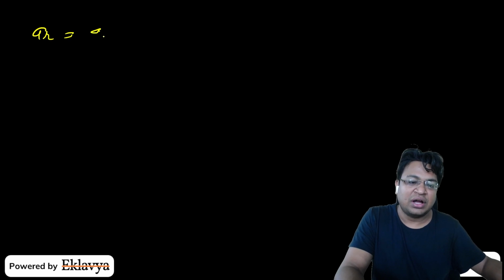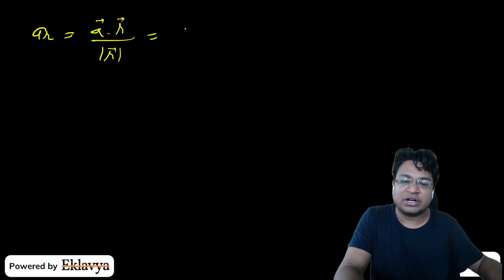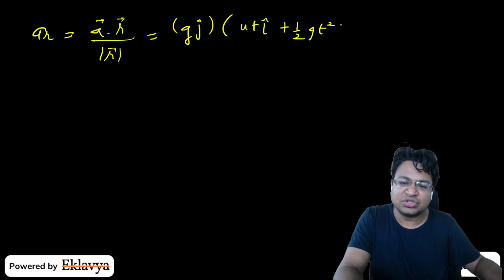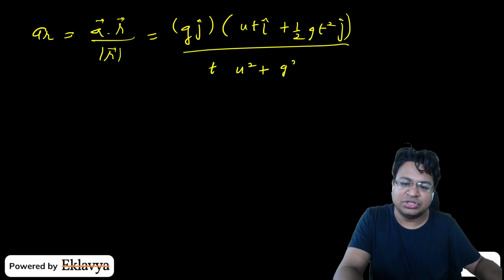The radial component of acceleration will be obtained by using the acceleration vector dot r vector divided by the magnitude of r vector. The acceleration vector was g j cap. I'm writing it again so that we can take the dot product. We don't have to go back three or four slides. The r vector was ut i cap plus half gt square j cap, and divided by the magnitude of r. So let me take t out as the common quantity, so u square plus g square t square by 4, root of this.